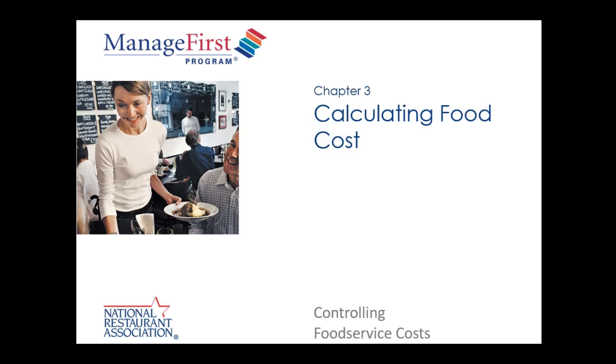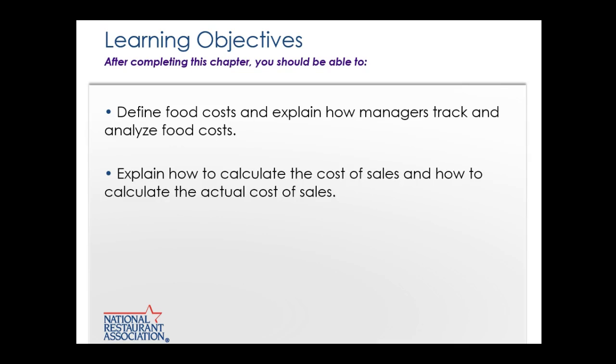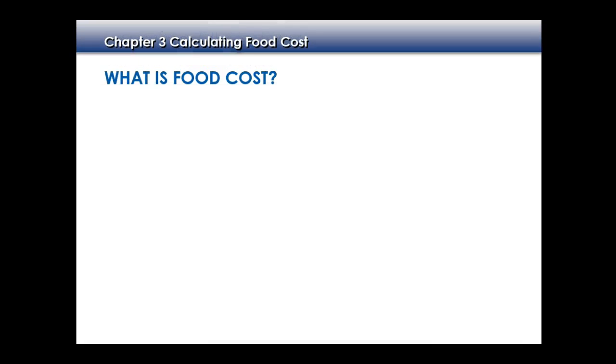Hi everyone, this week we're going to be going over the first couple pages in chapter 3. We're going to be figuring out food costs. So we're going to be defining food costs and explaining how managers track and analyze food costs. Explain how to calculate the cost of sales and how to calculate the actual cost of sales. Describe how to calculate the food cost percentage.